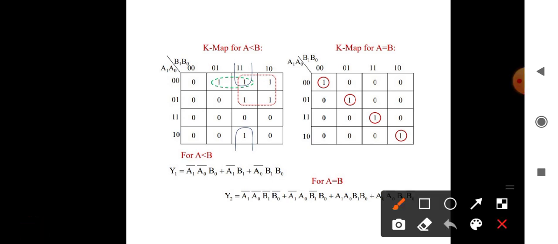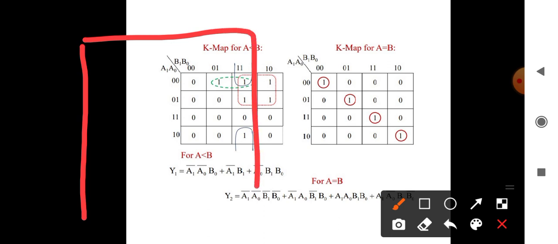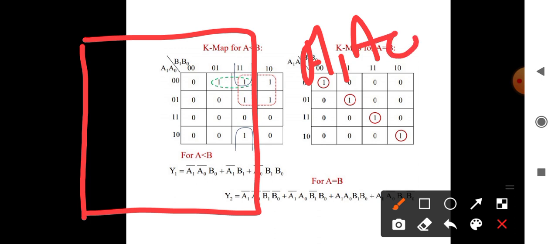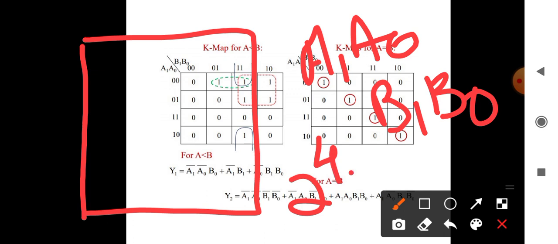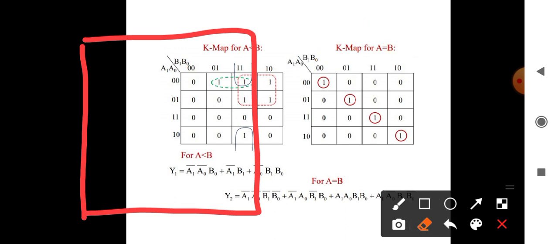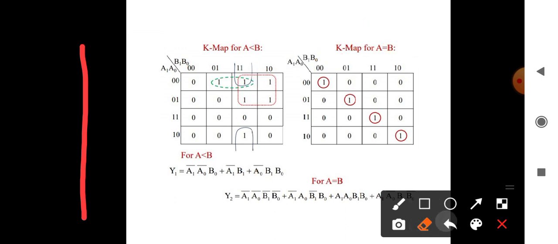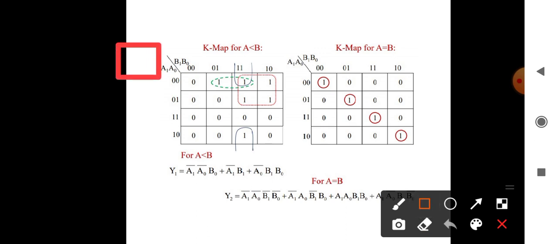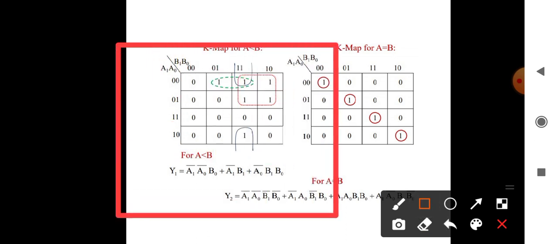Next we draw the K-map for the corresponding function. The K-map for 4 variables, A1, A0 and B1, B0, is 2 raised to 4, so 16 cells are required. That is the 16 cells I am representing here, so I can draw them.